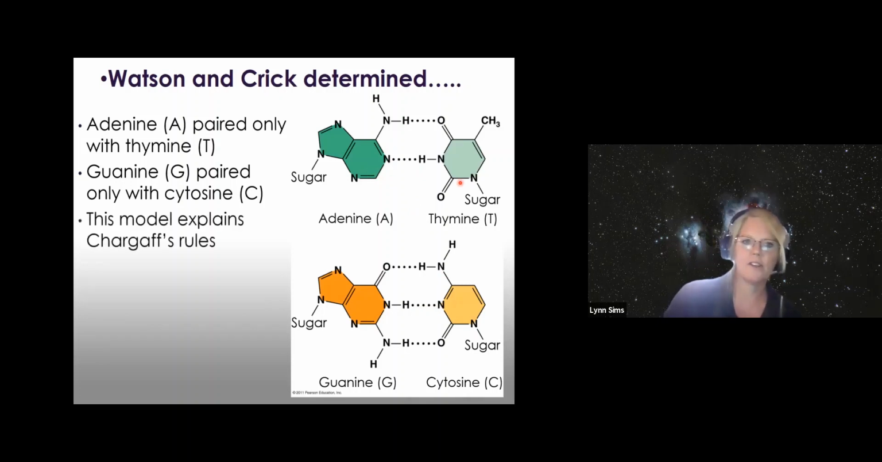And again, this explains Chargaff's rules and what he found in terms of the relative composition of adenine versus thymine and guanine versus cytosine in the different species. So again, all of it just came together at some point, and now we have lots of different evidence from different types of studies which show that DNA, of course, is the genetic material, and now we have the structure of DNA. Now the next question is, how does it replicate?